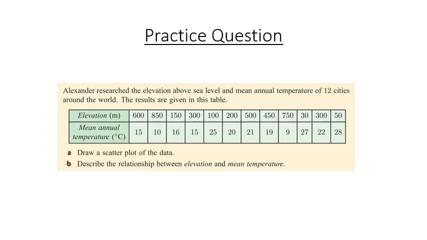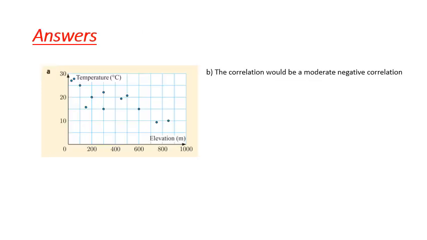Okay, so here's the question. Alexander researched the elevation above sea level and mean annual temperatures of 12 cities around the world, and the results are given below. So you're required to draw a scatter plot of the data, and then you describe the relationship, so the correlation. Please feel free to pause the video here, answer the question, and when you think you've got the right answer, continue the video and we'll check and see how you went.